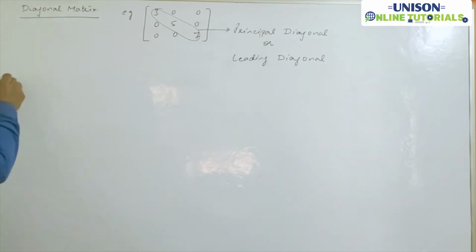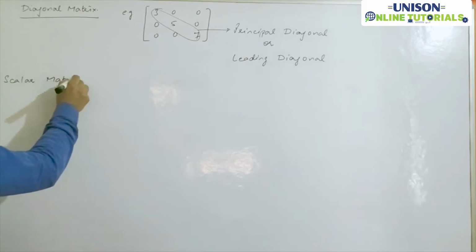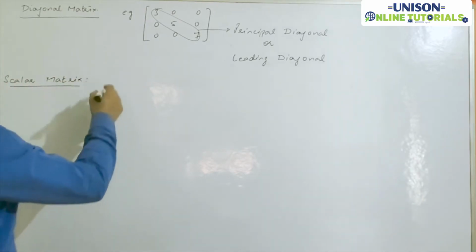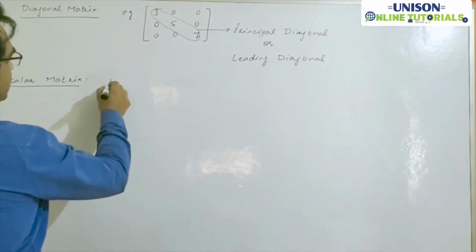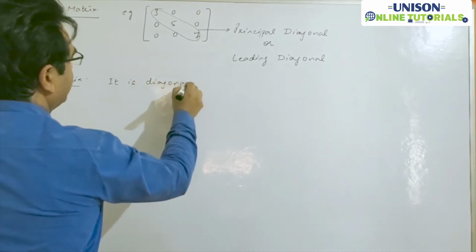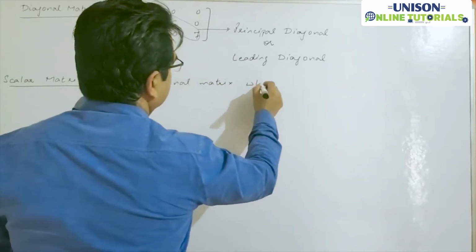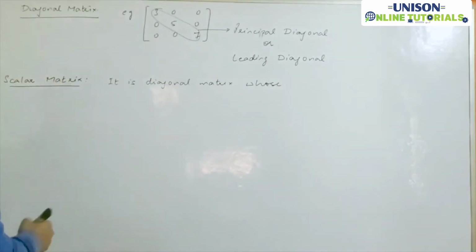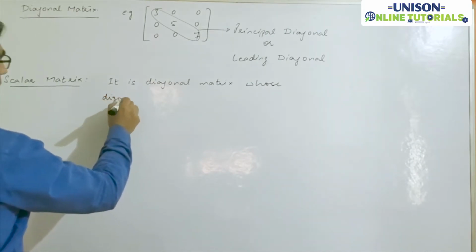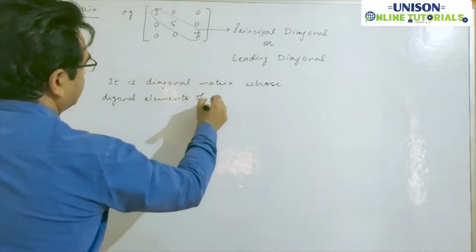Now, what is a scalar matrix? A scalar matrix is a diagonal matrix whose diagonal elements are the same.